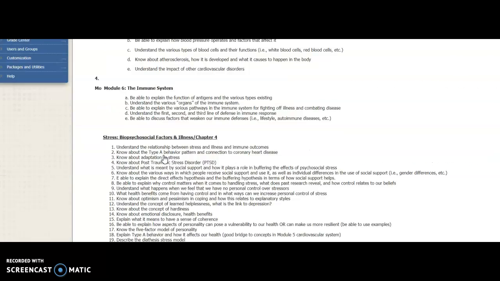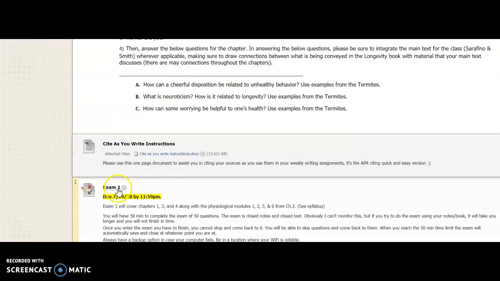And then for the exam at the end of this week, it covers everything that we've done so far. Okay, so it will cover chapters 1, 3, and 4, along with the physiological modules from chapter 2, which are modules 1, 2, 5, and 6. Okay, so you can go back to your syllabus. It is always a great place to go to make sure you got it straight and you got everything in there. There's 50 questions on the exam, 50 minutes to take it. It is closed notes and closed text, but obviously I can't monitor that, so it's on our system.